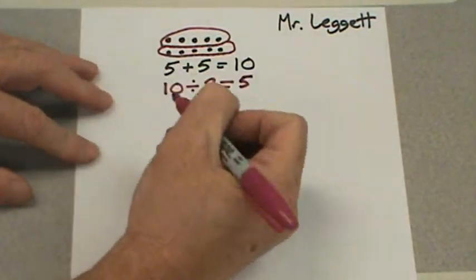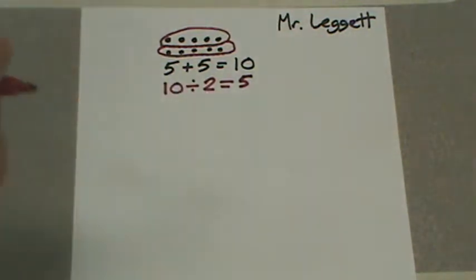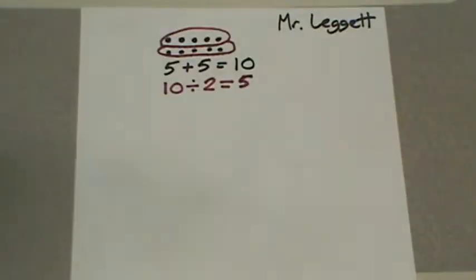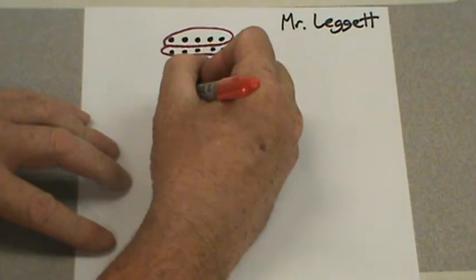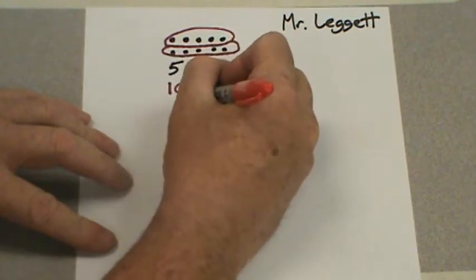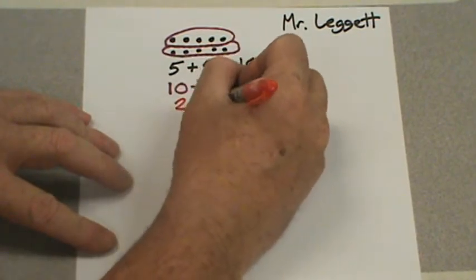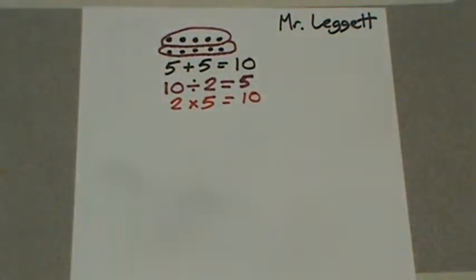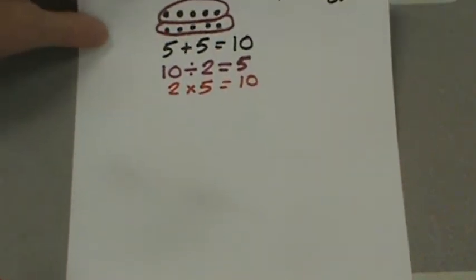And we could even do a reverse multiplication sentence. Since we're at it, we could say that 2 times 5 equals 10. Do we see the relationship there? I hope you do. Let's go down and do another one really quick.